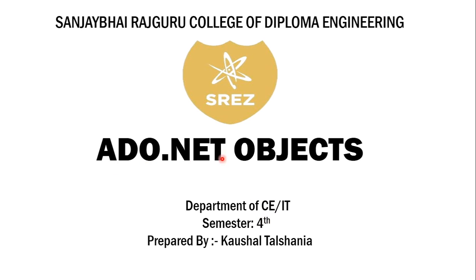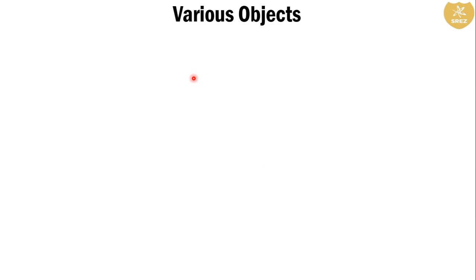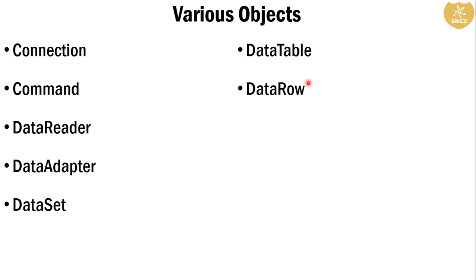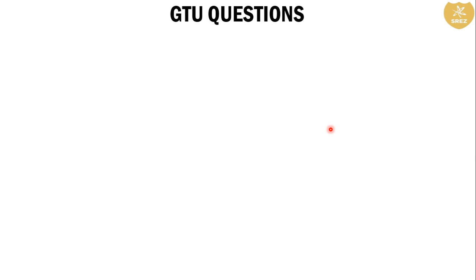In this video we will study many objects of ADO.NET. Earlier we have seen the architecture of ADO, so if you have not watched that video, then please go back and watch that video first. So now let's begin. There are various objects in the .NET architecture as we have seen in earlier videos, like connection object, command, data reader, data adapter, data set. These are the major ones, and there are many minor ones: data table, data row, data column.